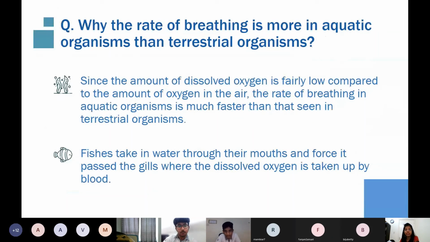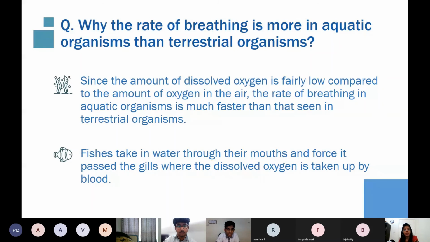Now, the question I asked: why is the rate of breathing more in aquatic organisms than in terrestrial organisms? Because the amount of dissolved oxygen in water is fairly low compared to the amount of oxygen in the air, so the rate of breathing in aquatic organisms is much faster than in terrestrial organisms.